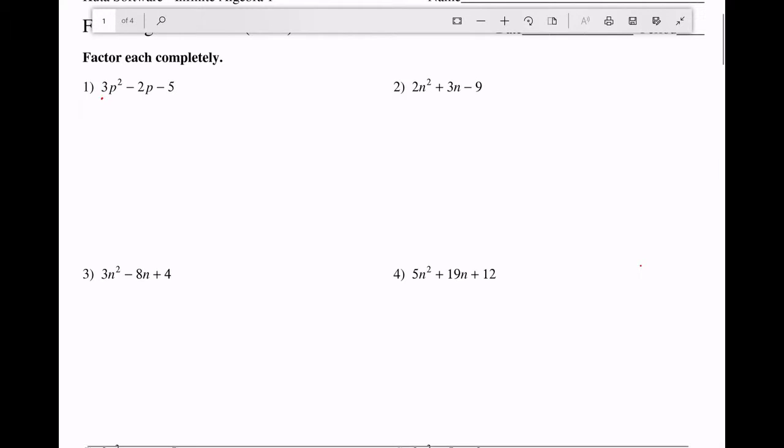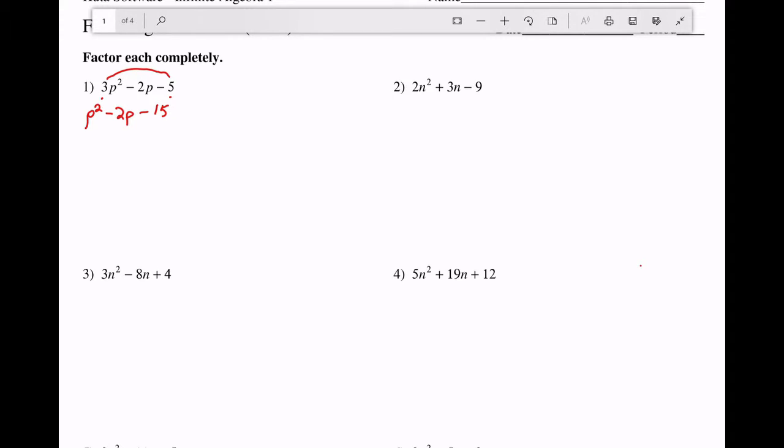If I look at number 1, I have a 3, I have a 2, and I have a 5. Those are all prime numbers, so there is nothing I can factor out. They don't have an extra variable in here, so I can't factor that out either. So what I'm going to do is slip the 3 to the 5, and that means I'm going to multiply it, right? So this is going to be p squared now minus 2p minus 15.